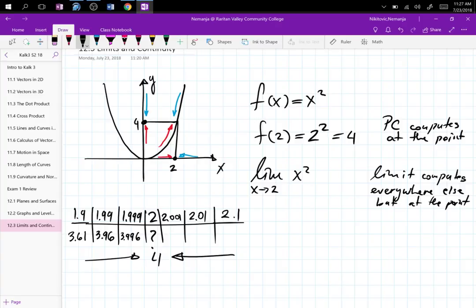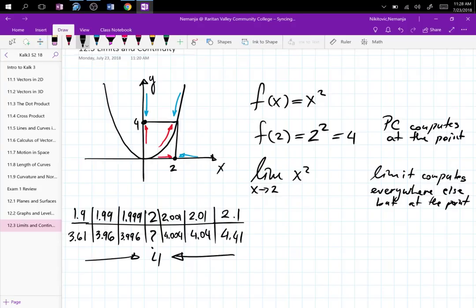2.1 squared, so we do the far one, is 4.41. That's well above 4. But then 2.01 squared becomes 4.04. Now that's closer. You were 41 cents away, now you're only 4 cents away. And finally, 2.001 squared is going to be 4.0004. So now you're 4/10 of a cent away. So this is the essence of the limit.